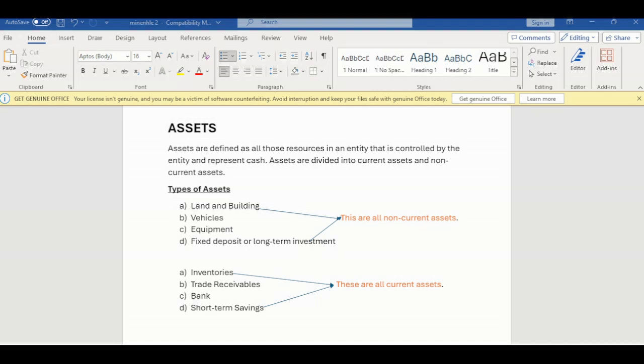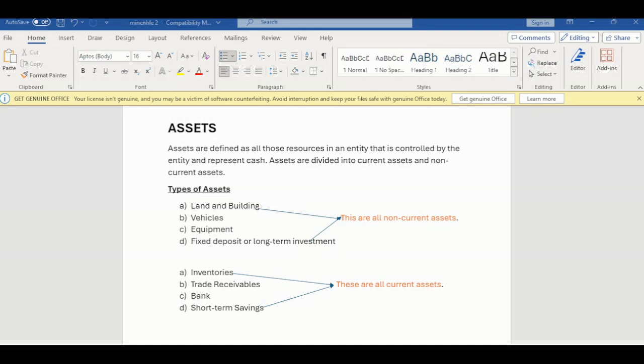About debtors or trade receivables: trade receivables are also called what? Debtors. Debtors are people who buy goods or services on credit from the entity. They therefore owe the entity money. So the business can sell goods or services on credit, and those people who buy goods or services from the business on credit are called debtors.